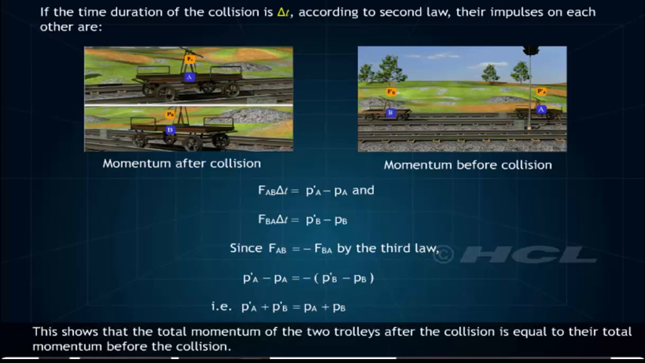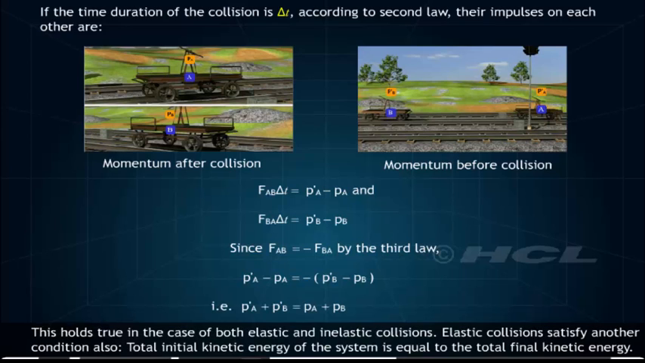This shows that the total momentum of the two trolleys after the collision is equal to their total momentum before the collision. This holds true in the case of both elastic and inelastic collisions. Elastic collisions satisfy another condition also. The total initial kinetic energy of the system is equal to the total final kinetic energy.